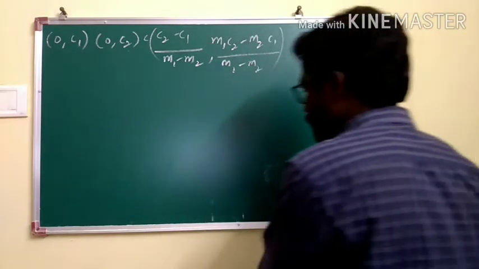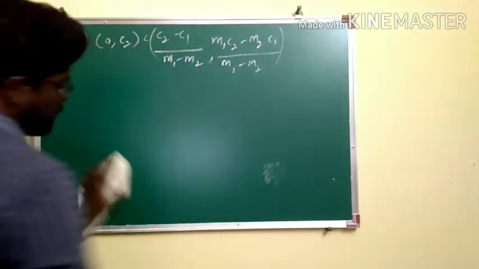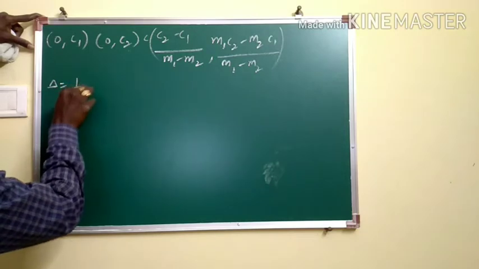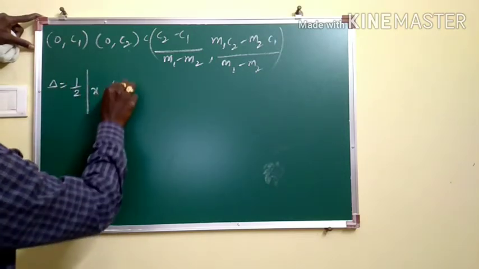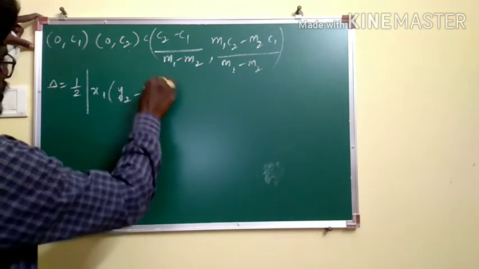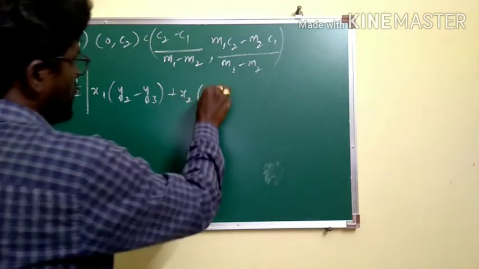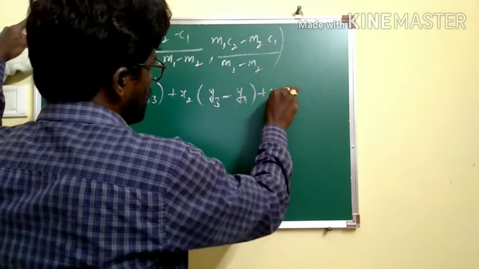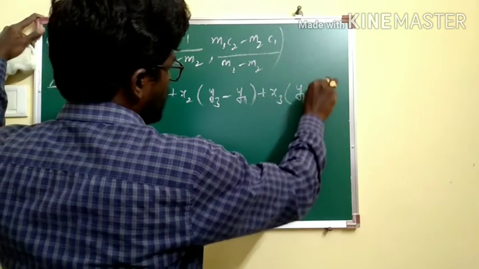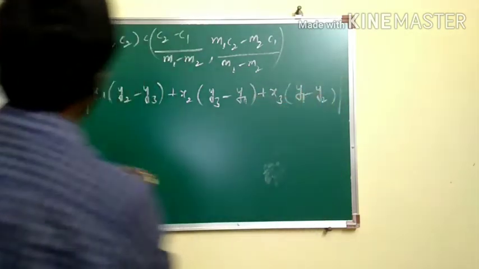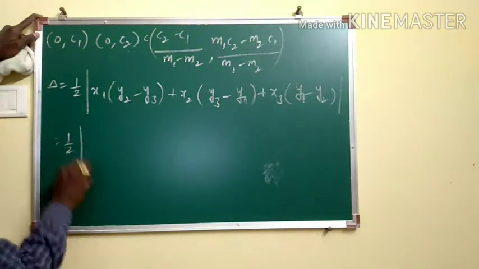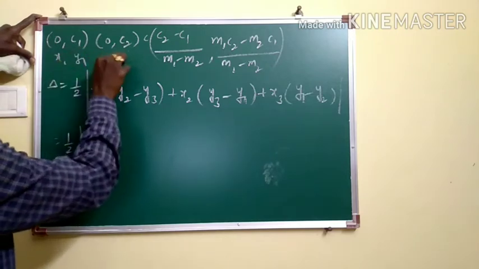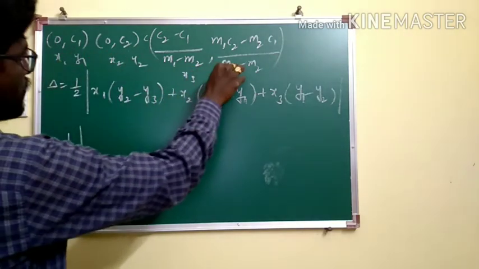Now, when you are given the three coordinates, how do you find the area of the triangle? Area of the triangle, delta, is equal to half mod of x1 into (y2 minus y3) plus x2 into (y3 minus y1) plus x3 into (y1 minus y2). Therefore, it is equal to half mod x1. What is x1? This is (x1, y1), this is (x2, y2) and this is (x3, y3).